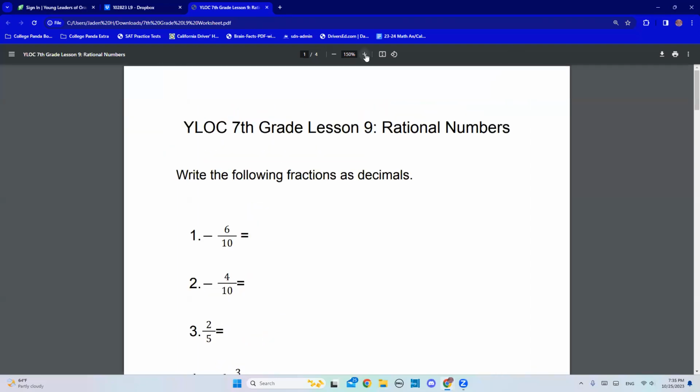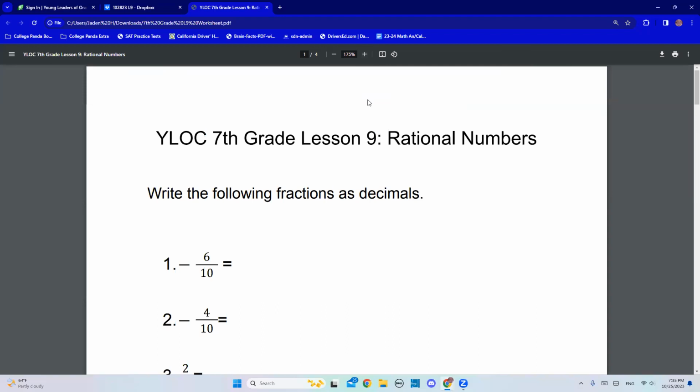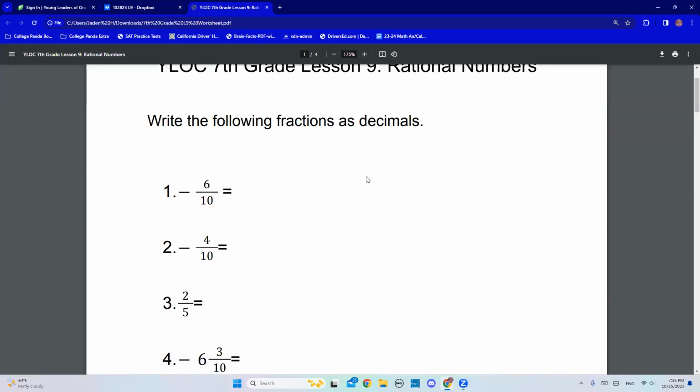So the first set of problems here involves writing fractions as decimals. The way we do that is we have to divide the numerator by the denominator here. So 6 divided by 10. Well, since 6 is smaller than 10, what we have to do is move the decimal place.